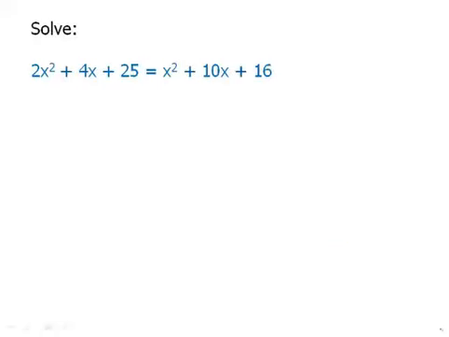Suppose we have this. Now we have a quadratic equaling a quadratic. Looks very tricky. And of course the test loves to throw stuff like this at you. But all you have to do is just get everything on one side. So we're going to subtract the x squared, subtract the 10x, and subtract the 16.